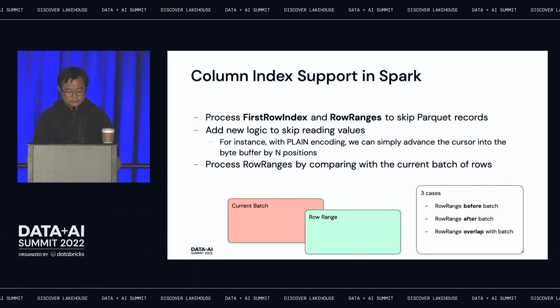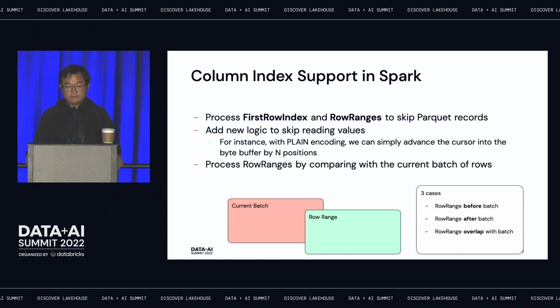Lastly, to process row ranges in the vector accelerator, Spark basically has two ranges to compare. The vector accelerator operates on batches of rows, so you have a batch of records starting from one position and ending at another. You also have row ranges passed by Parquet. So Spark needs to compare those two ranges and perform certain operations depending on their relationship.